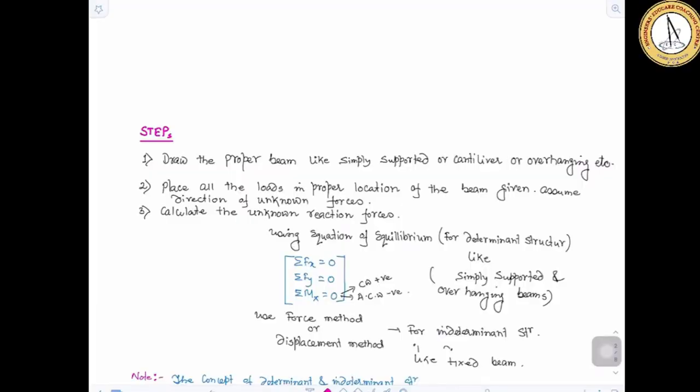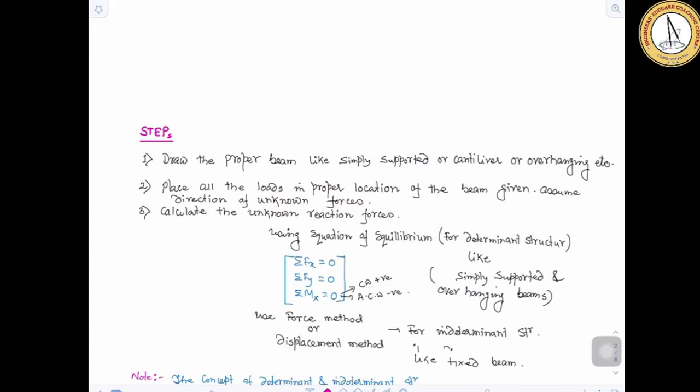Now look at the screen. What is the third step? The third step says to calculate the unknown forces. So in the third step, I need to find RA and RB. How do we find RA and RB? For that, we need to know whether the given beam is a determinate structure or an indeterminate structure.